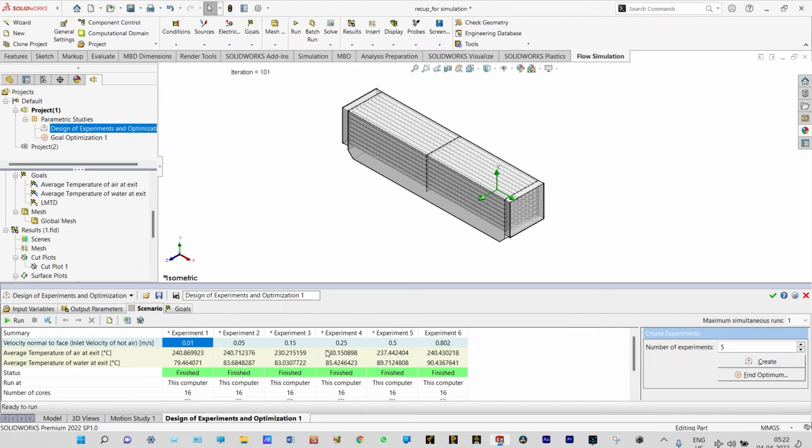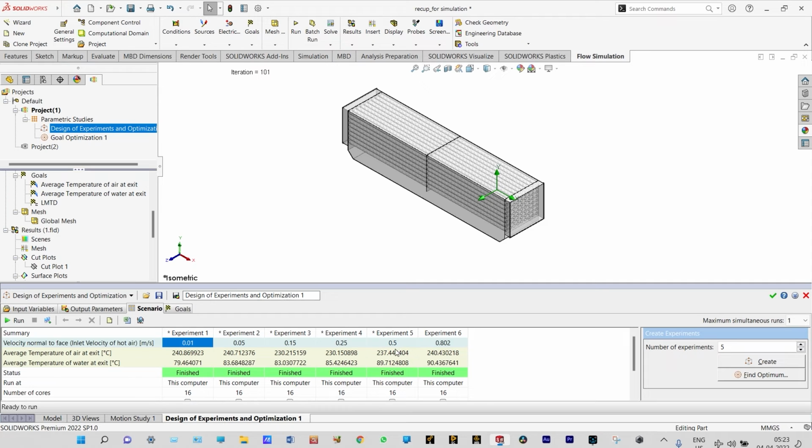degrees centigrade. In experiment number 3, when the inlet velocity of hot air is 0.15 meter per second, the temperature at the exit of hot air is 230.25 degrees centigrade, and that of cold water is 83.03 degrees centigrade. In experiment number 4, when the inlet velocity of hot air is 0.25 meter per second, the temperature at the exit of hot air is 230.15 degrees centigrade, and that of cold water is 85.42 degrees centigrade.